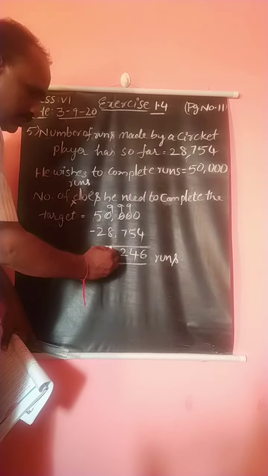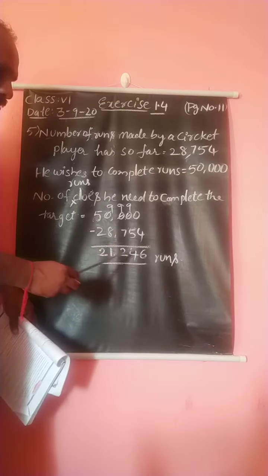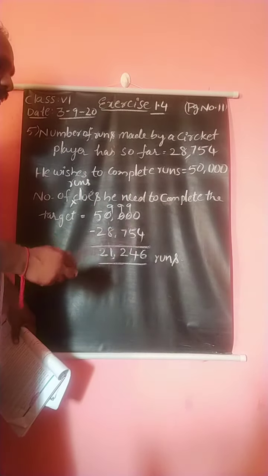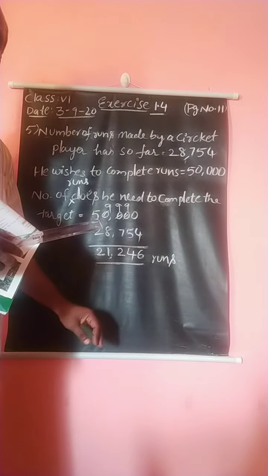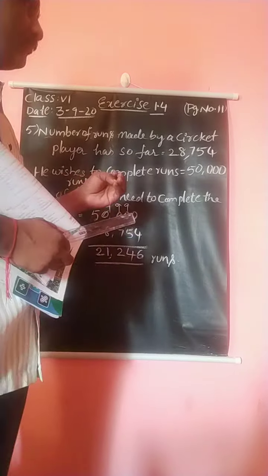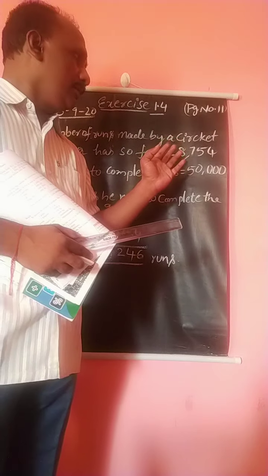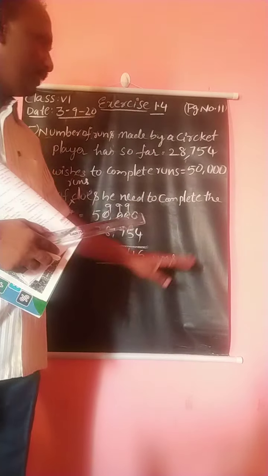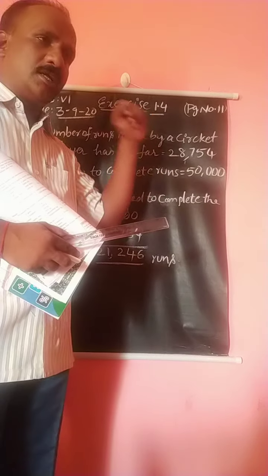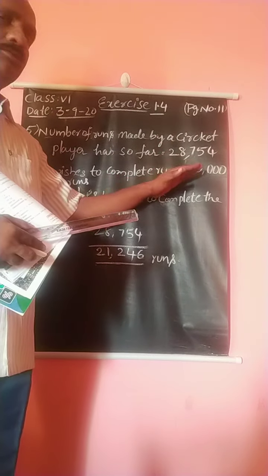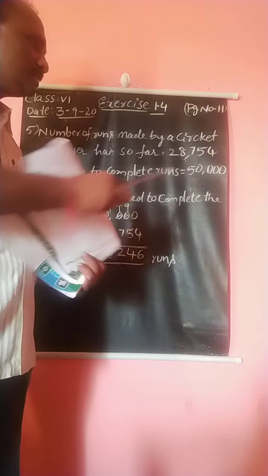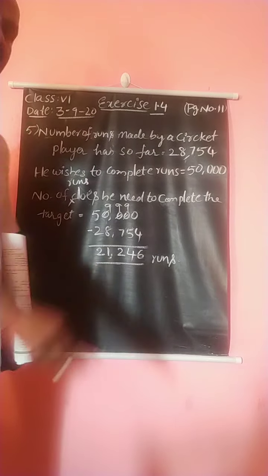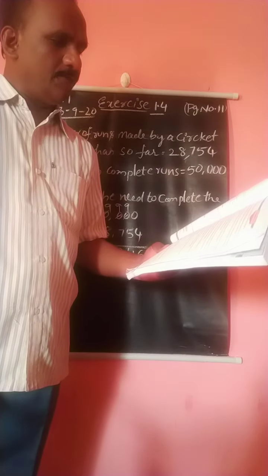So how many runs does he still need to complete that? 21,246 runs. He needs 21,246 runs to complete his target of 50,000 runs. This is the problem, children. Once again, a famous cricket player has so far completed 28,754, but his target is 50,000 runs. Still how many more runs to finish his target, we subtract this from 50,000. 50,000 minus 28,754 is 21,246. This is the 5th problem.